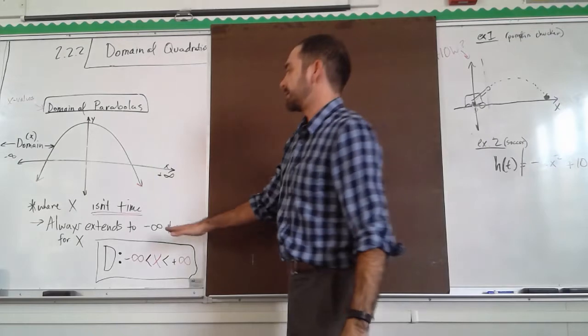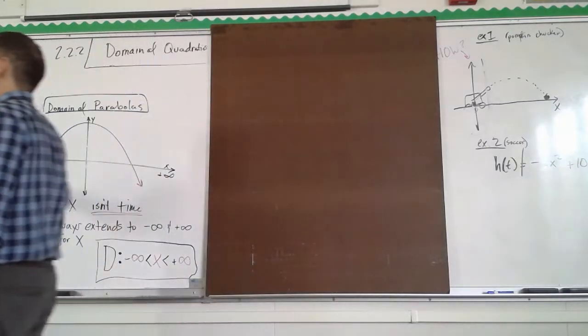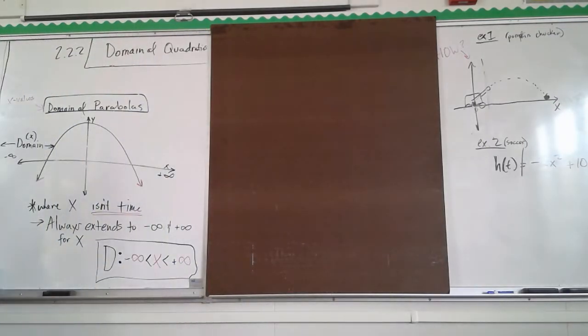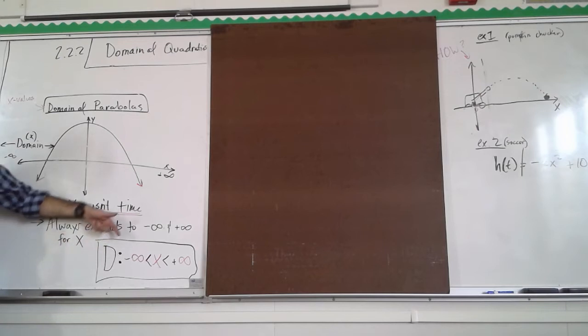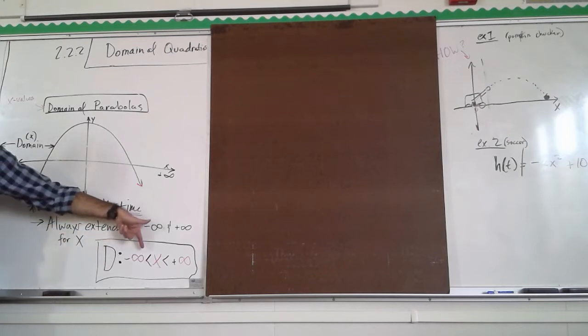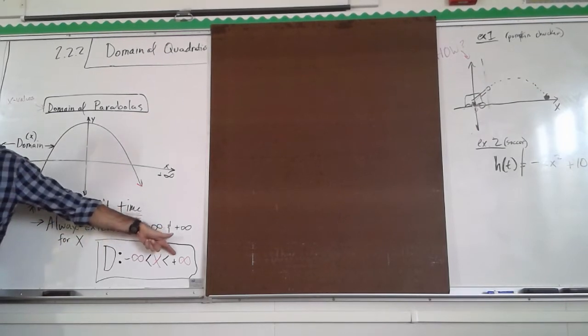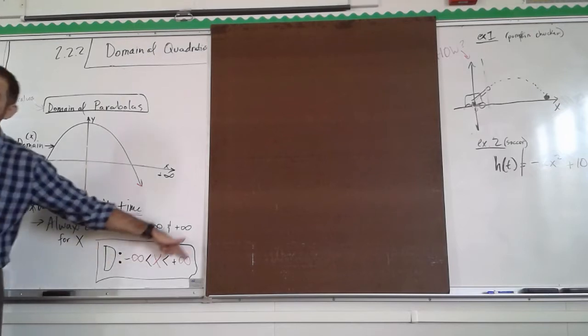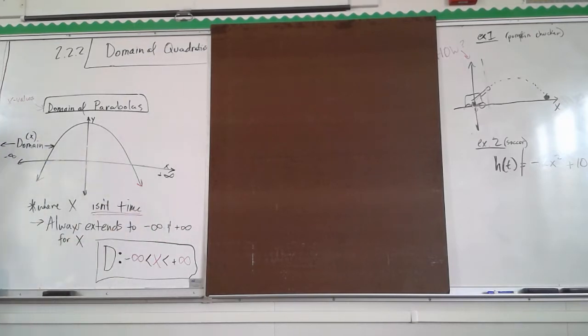So for any parabola I have, if time is not involved, my domain, which I denote here, capital D, colon, is always negative infinity is less than x is less than positive infinity. I'm going to break down this inequality right now if that's still confusing. All this is saying is that the domain, which is our x values, goes to the negative infinity forever. It goes to the positive infinity forever because it keeps opening up.